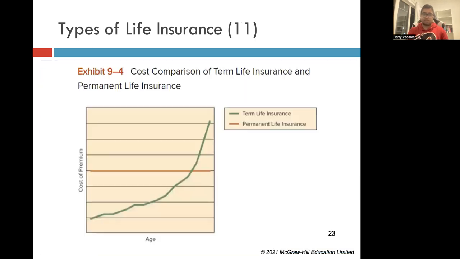Any questions so far? Okay. So how does it work? With a term insurance policy, if you are young, the insurance cost is low, but as you age, the insurance cost will go up. A permanent life insurance policy will be very costly in initial years, but as you grow older, the term policies will be costlier.